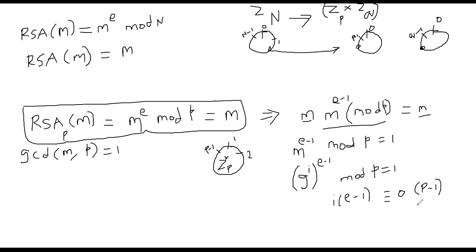So for any multiple of P minus 1, this actually means that I times E minus 1 is actually a multiple of P minus 1. That's good enough. So now the question is, how can we find how many I exist? Remember, for every I, G power I will be unique because G is a generator. So if we can find the unique solutions to this congruence, then we are done.